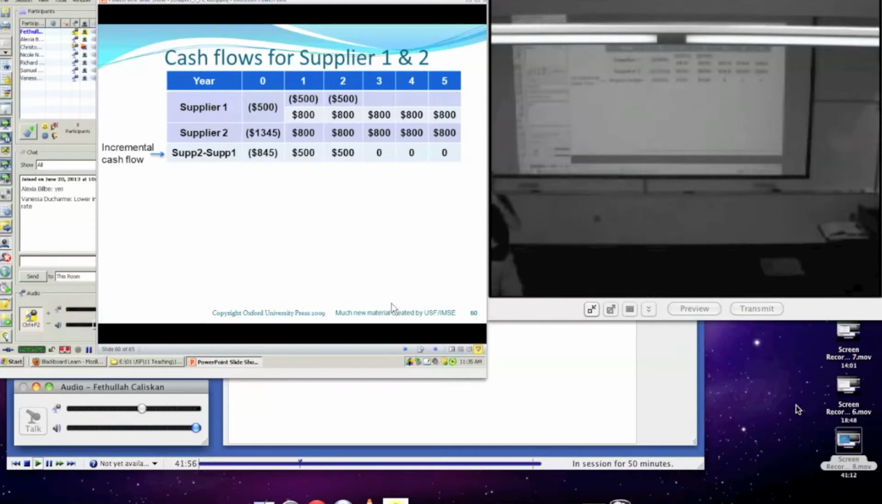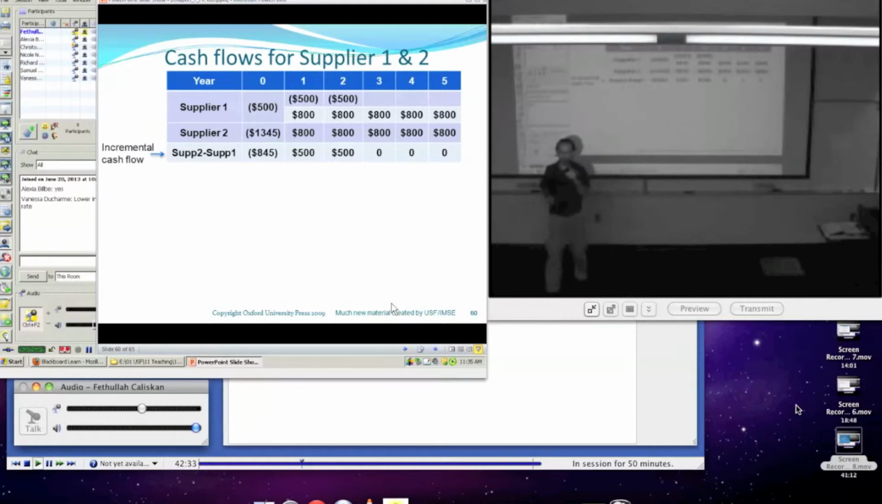Question, Rachel. This one, are you asking why did we get the 500? Well, see, this is 800. This is supplier 2 cash flow. Supplier 1 cash flow is 800 minus 500. That's 300, actually. What's net cash flow at year minus 300? Exactly. 800 minus 300, that's 500. Well, for the remaining years, the incremental cash flow, the difference, is going to be 0. So this is incremental cash flow. There's no option like this, but this is incremental cash flow.